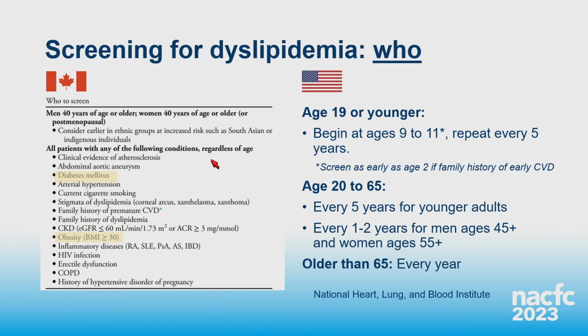So you can see here on this chart, people with diabetes should be screened regardless of age, and anyone who is obese with a BMI greater than 30. The American guidelines recommend that screening should begin between the ages of 9 to 11 and should be repeated every 5 years. And so for younger adults who are at low risk, we should be screening every 5 years for dyslipidemia. And as people get older, we should be screening every 1 to 2 years for men ages 45 and up and women ages 55 and up. And then in our older adults, older than 65, we should be screening every year.